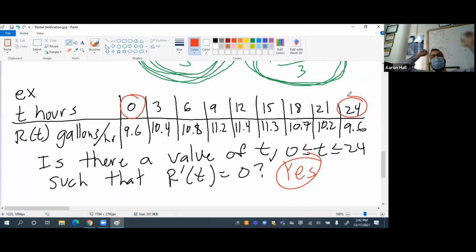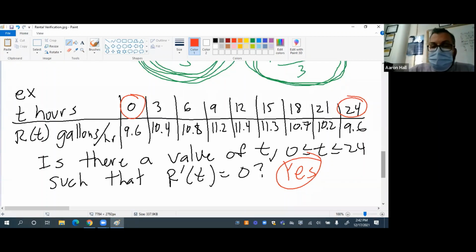The same. Do we have a theorem that says that if our y values for the endpoints are the same, then that guarantees that there's a point where the derivative is equal to 0? Do you remember what that theorem is called? Does it start with an R? Yeah, it's Rolle's theorem. Rolle's theorem guarantees it.